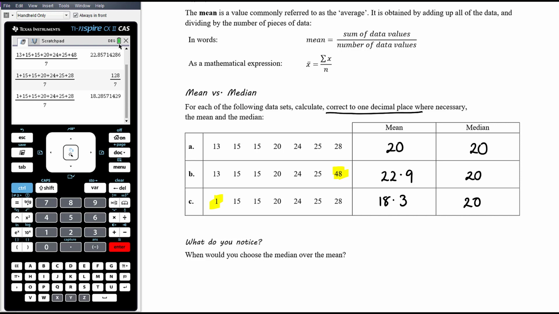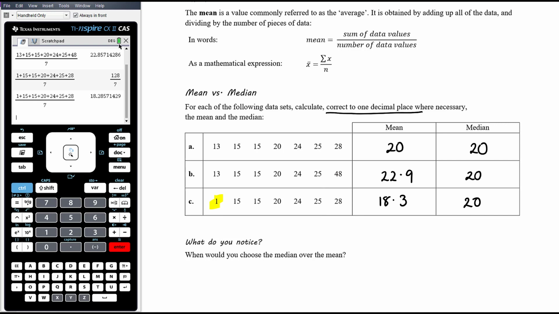Part B, we've got this big number as a maximum value. It might even be an outlier. I'm not going to bother to calculate whether it's technically an outlier, but it's significantly larger than the rest of the data, so quite possibly an outlier. And what we see here is that the median doesn't change from the previous data set when we change the upper value to a much larger outlier value, but the mean is changed. This much larger value, when we're adding up all the data and dividing by the number of pieces of data, is going to pull our mean up towards this way.